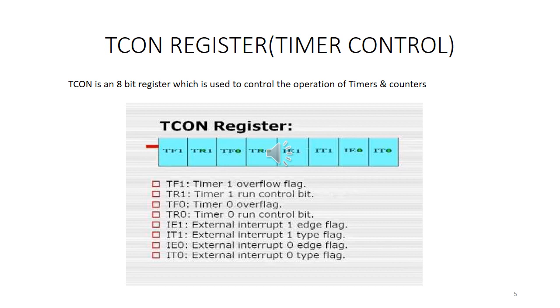When the timer is used as a delay generator, you are going to load the initial count value. When this count value starts incrementing, it reaches a maximum value. Once it reaches the maximum value, it rolls over from the maximum to 0. After that, the timer 0 overflow flag will be set to 1. Once it is set to 1, you should stop the timer and you should clear this timer 0 overflow flag. Next is TR0, which stands for the timer 0 run control bit.